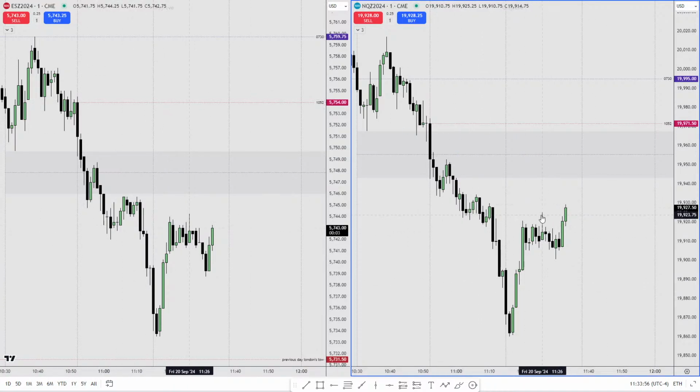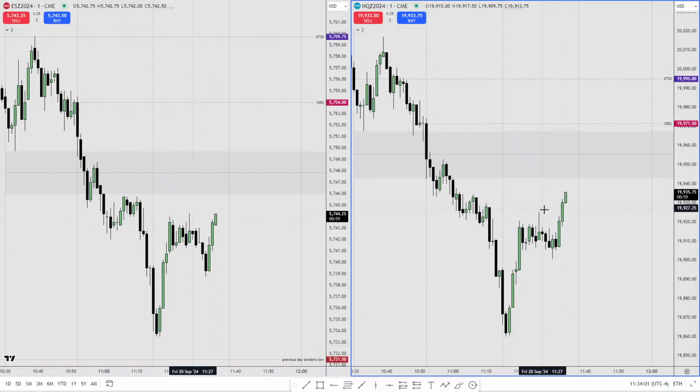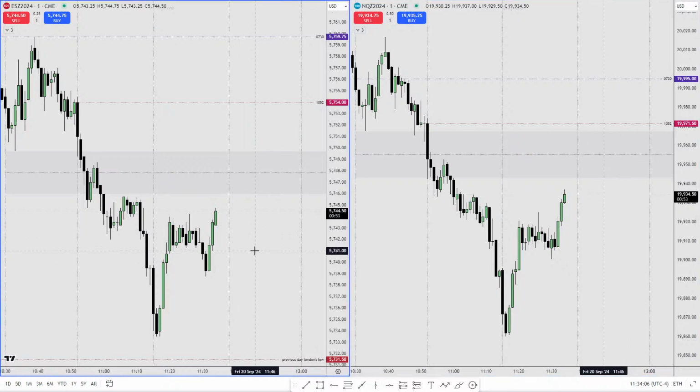Right, so NQ right now has cleared the most recent fair value gap, but we are not in the next quarter yet, so we have to be a little bit patient.